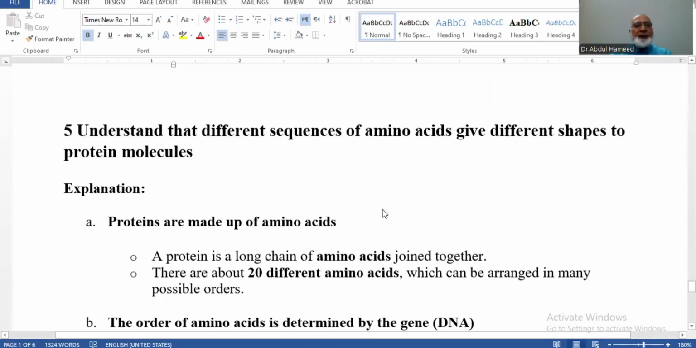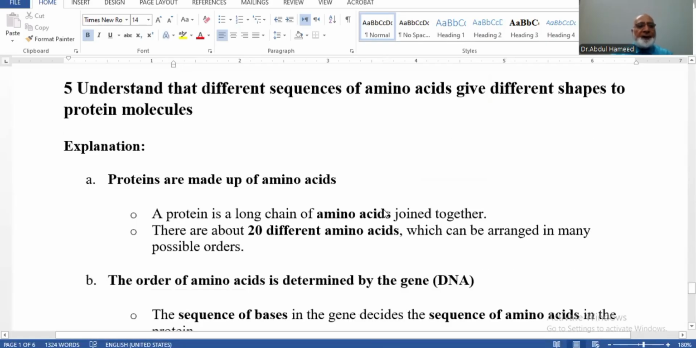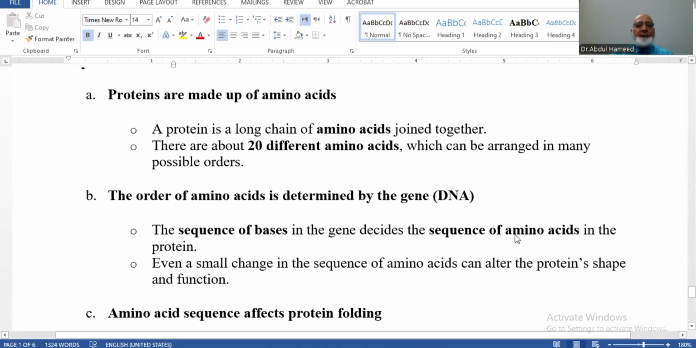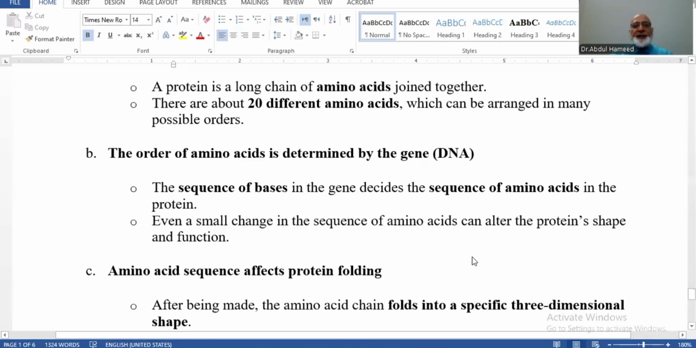So the last subunit: understand that different sequences of amino acids give different shapes to protein molecules. Example explanation: proteins are made up of amino acids. A protein is a long chain of amino acids joined together. There are about 20 different amino acids which can be arranged in many possible orders. The order of amino acids is determined by the gene, the DNA, because a gene is just a sequence and segment of DNA. The sequence of bases in the gene decides the sequence of amino acids in the protein, and even a small change in the sequence of amino acids can alter the protein shape and function.